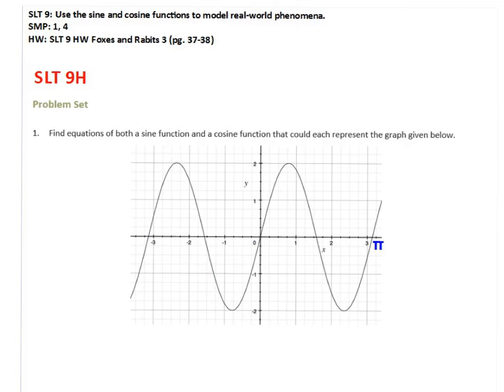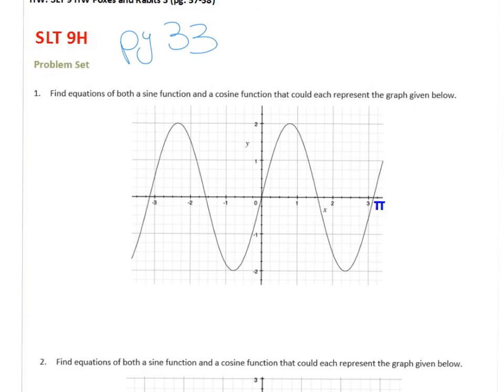Okay, this is page 33. This is very, very similar to your homework last night. So we will pause the video here for you to try numbers 1 and number 2.